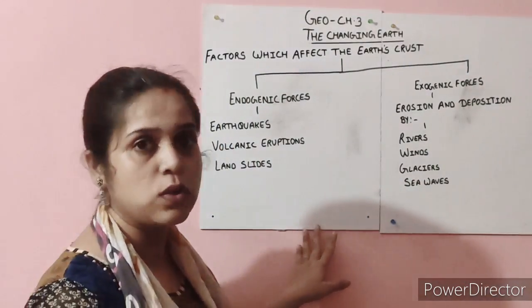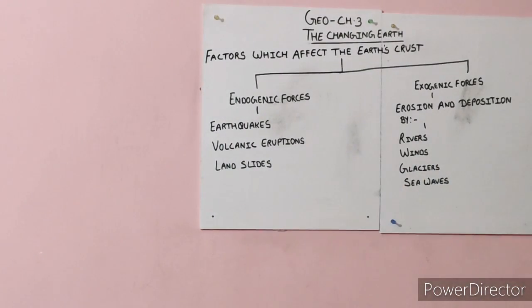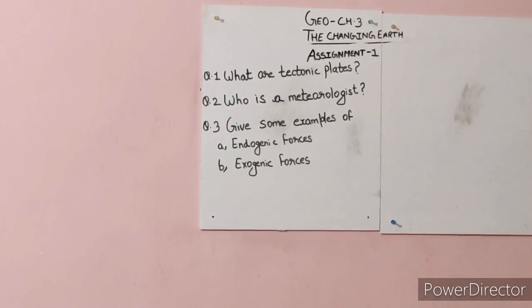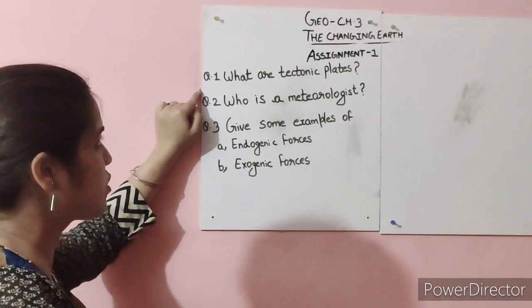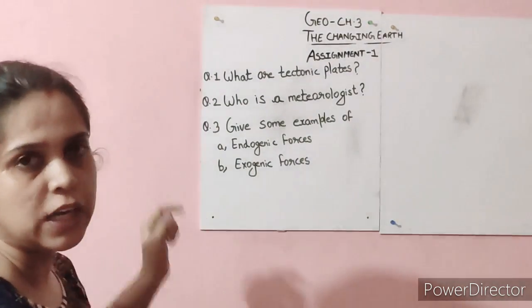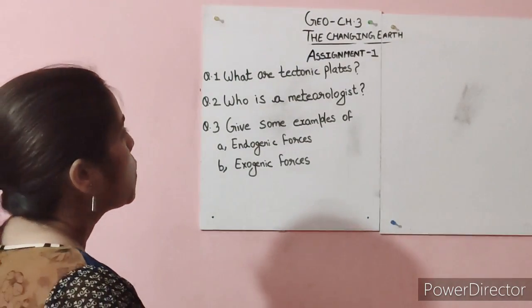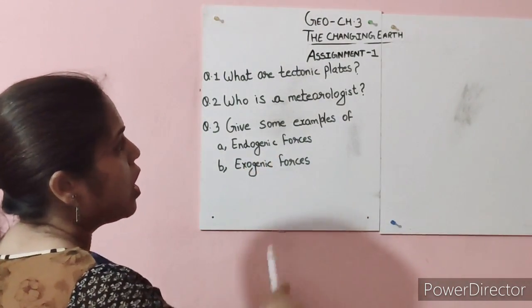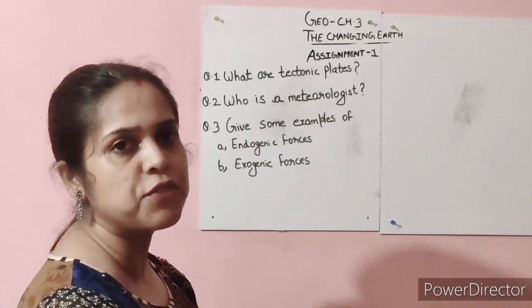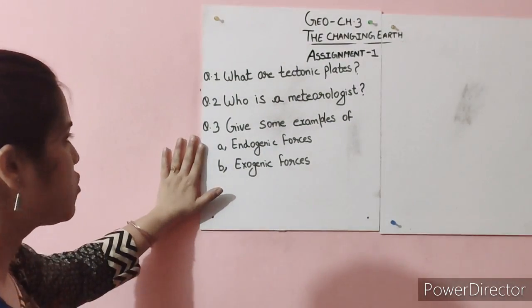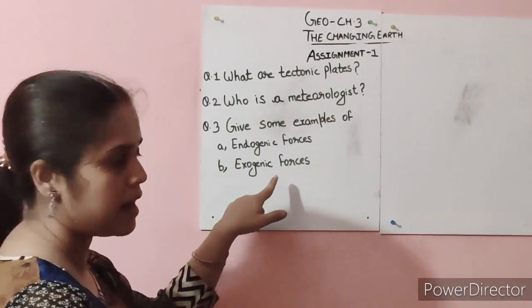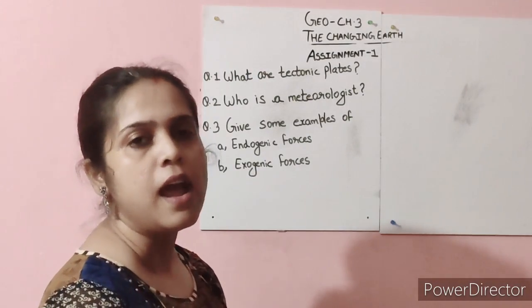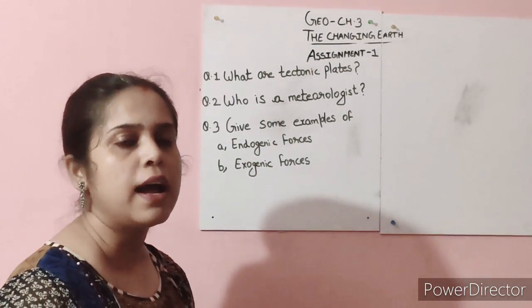Okay, so just write down the assignment now. Please write down assignment number 1. Question number 1: What are tectonic plates? Question number 2: Who is a meteorologist? You only have to define this. Third question: Give some examples of endogenic forces and exogenic forces. Again, here you only have to give the examples.